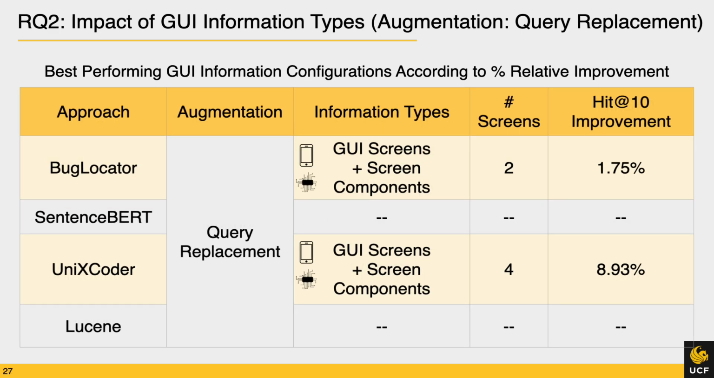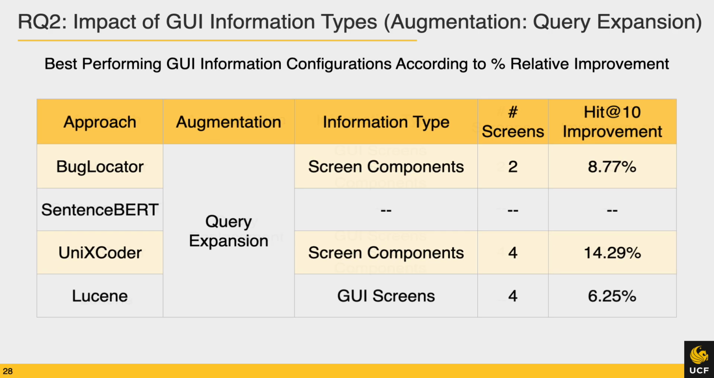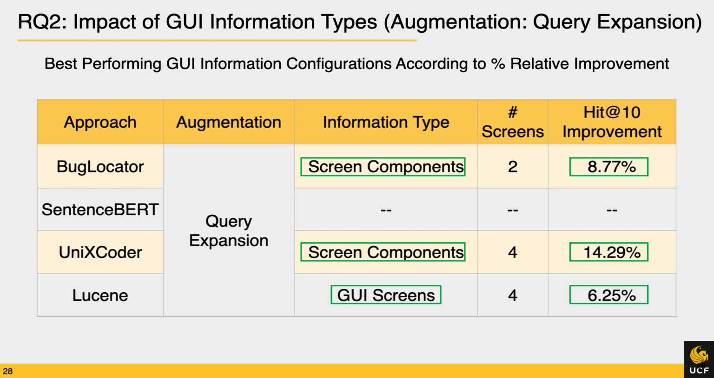We find that query replacement generally does not lead to improvement over the baseline. We observe slight improvement for BugLocator and UniXcoder. Query expansion does lead to improvements, and the improvement is the highest for UniXcoder. We did not observe any improvements for SentenceBERT. We speculate that this improvement for UniXcoder may be due to the fact that embedding file names into UniXcoder's code-specific embedding space makes it far more likely for those files to be retrieved than other techniques.